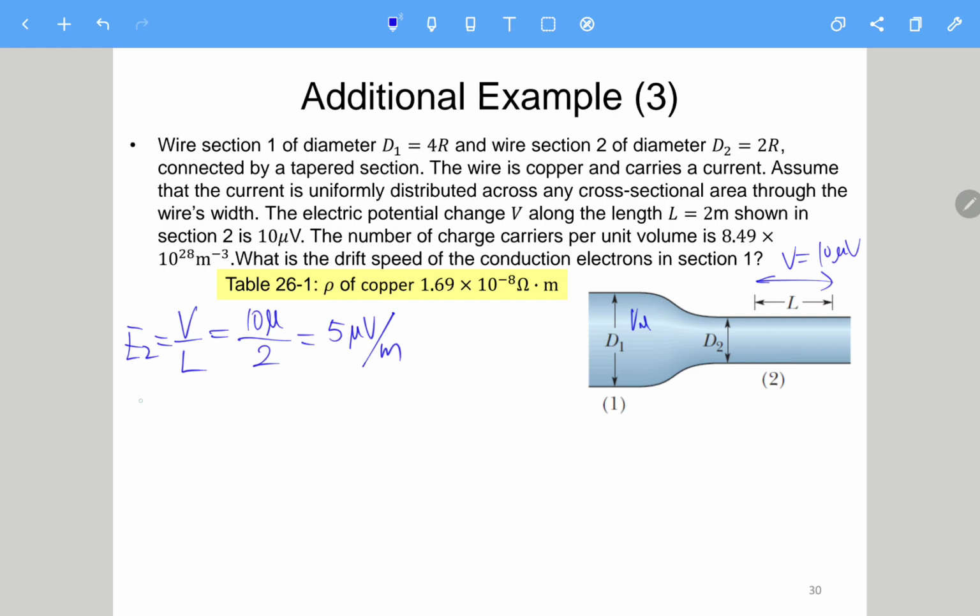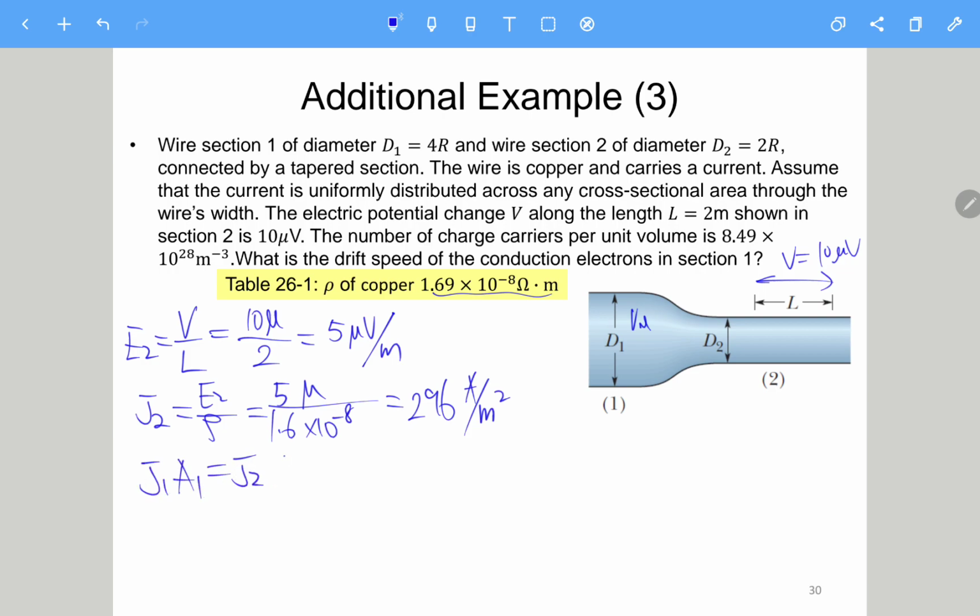And then we make use of Ohm's Law, the vector form of Ohm's Law. So E equals rho J. So J equals E2 over rho. So this is 5 micro over rho, 1.6 times 10 to negative 8. So this is 296 A per meter squared. So we get J2. So we should have the I to be the same thing. So we have J1A1 equals J2A2, equal to the same I.